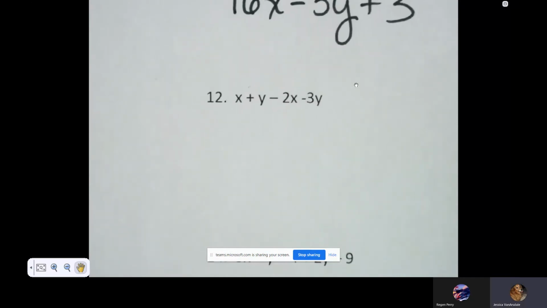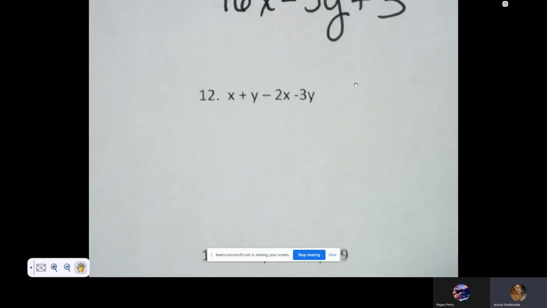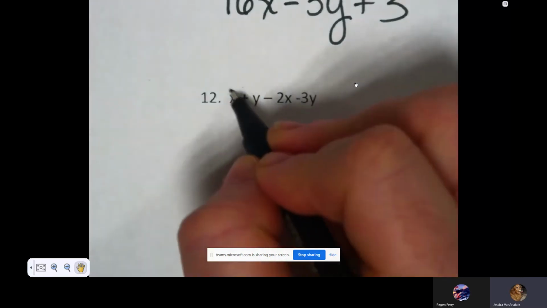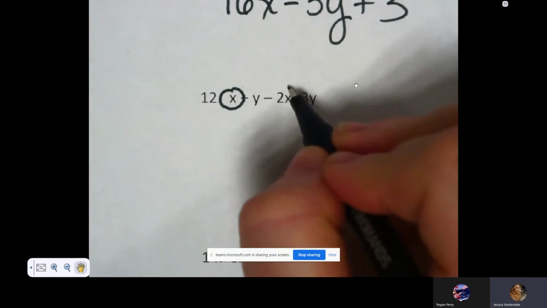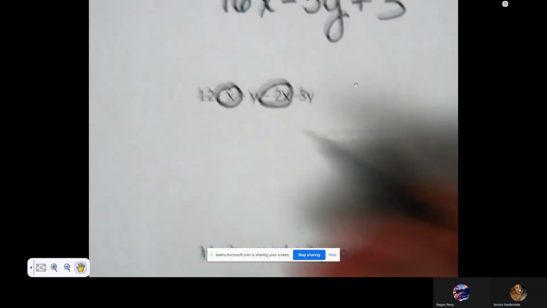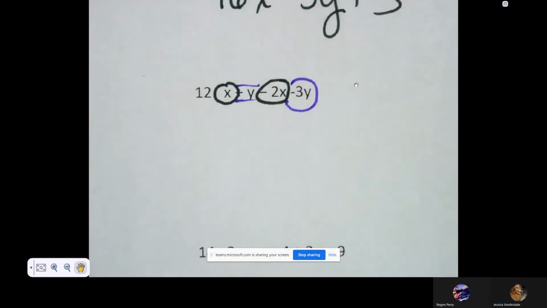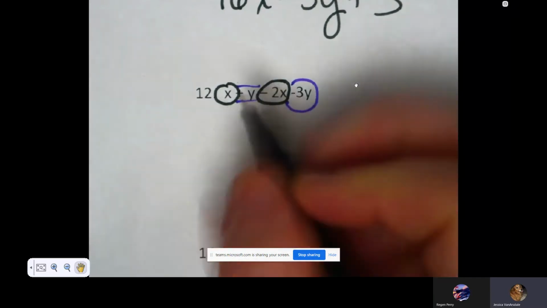Walk me through it. All right, Brax, you're going to walk me through it. So we're going to put our X's together. What X's do we have? We have this one in the front. What else? Minus 2X. You got to circle that sign. Then we have Y and then minus 3Y. So we got a black and purple team again. Wait a minute, let him think. So plus 1x, this negative 2x.